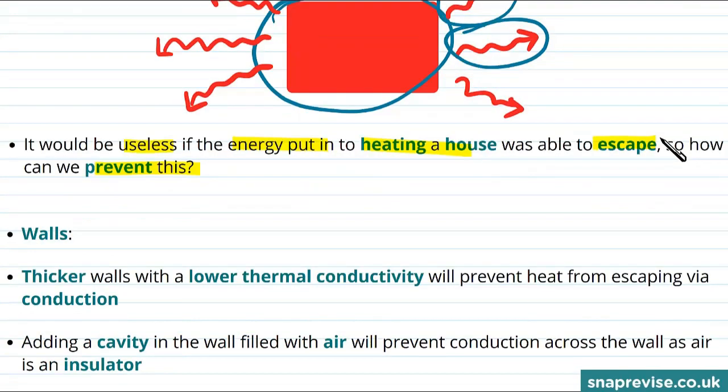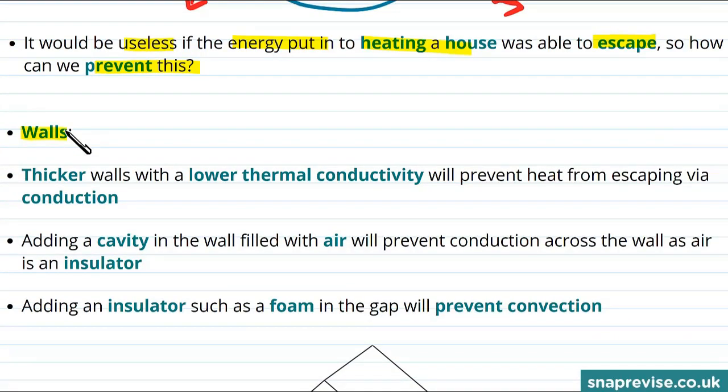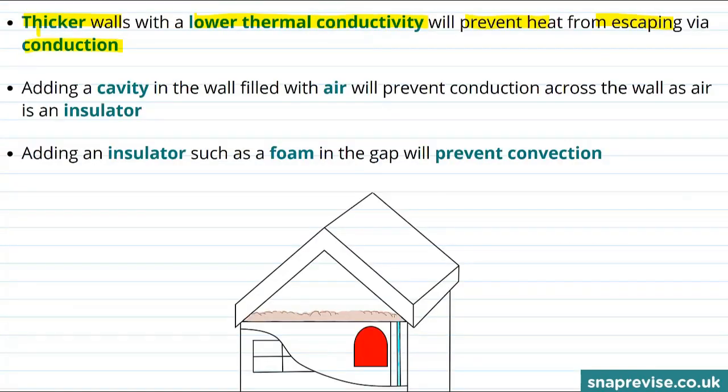Well, first of all, there's things we can do to the walls. For example, thicker walls on a house will have a lower thermal conductivity and will therefore prevent heat from escaping via conduction. Another thing we can do is add a cavity in the wall, that is a gap in the wall, and fill it with air. And this will prevent conduction across the wall because air is an insulator. And another way of saying that would be that air is not a good conductor. Heat cannot pass through a gas via conduction very well at all.